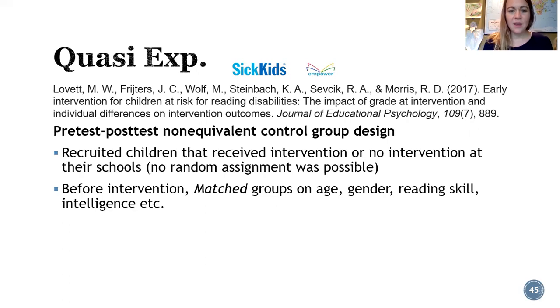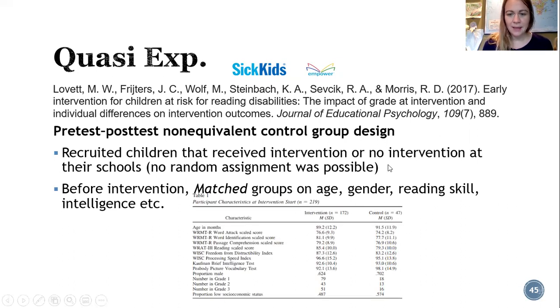So in this design, they recruited children that received intervention at their school and recruited another group of children who didn't receive intervention. They weren't able to randomly assign children to go to this school or that school. So again, that's why this is a quasi-experiment. But they tried their best to make sure that the groups were as equivalent as possible. So before the intervention period, they made sure that the students they recruited were similar in terms of their age, gender, reading skill, intelligence, etc. So this is a table from that study. And you can see here is their intervention group.